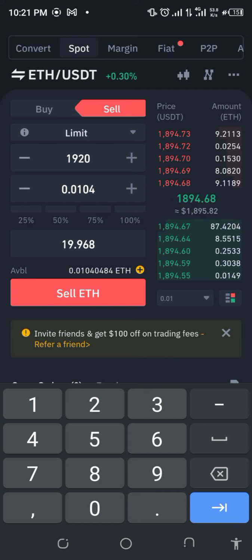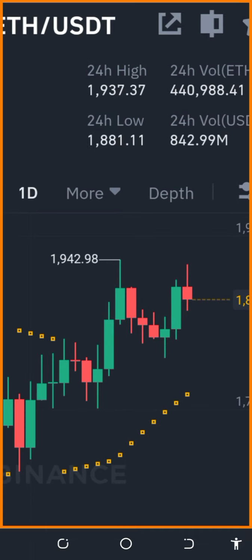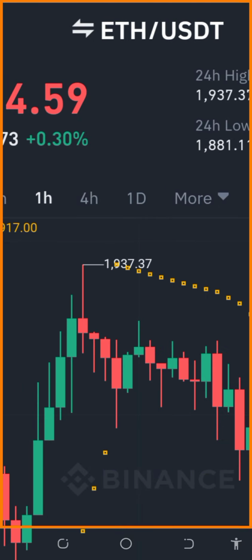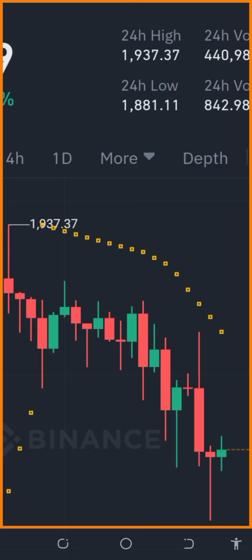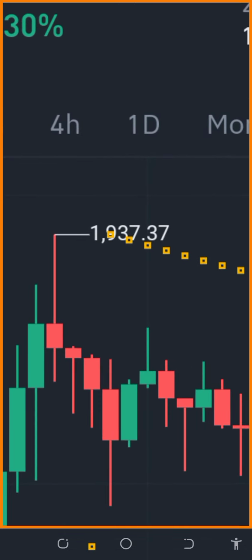I mean, it's possible that it hit it. Let's look at the charts one more time and see. Well, it's possible for it to hit it. If you take a good look at the last time, oh yeah, it's very possible. This is the one day chart, but I'm going to go over to the 1 hour chart and see whether we will be able to make this. It's possible, I know it is. We have, this is 1937.